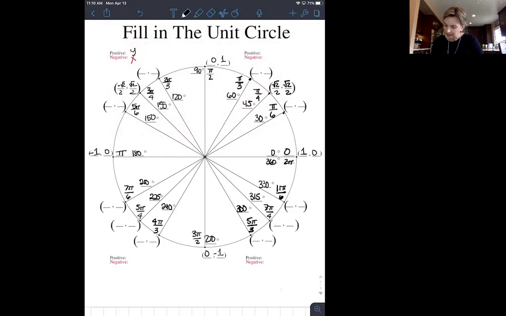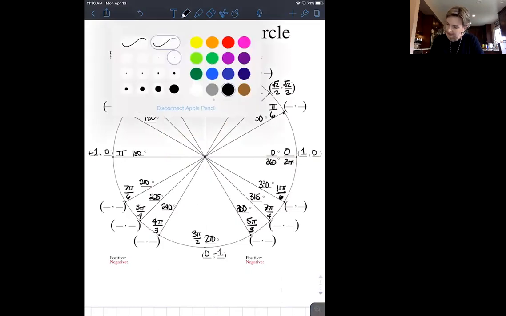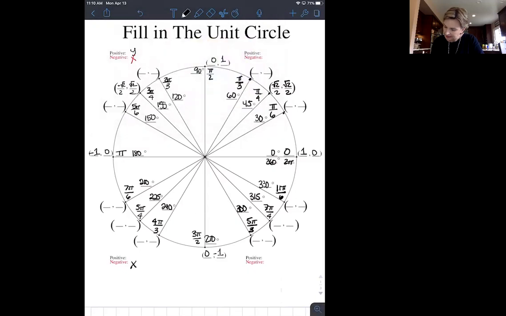Okay, we can do the same thing now if we look at quadrant 3. In quadrant 3, okay, the x and the y are both negative. Let's make those red so they stand out a little bit more. Okay, and if I take a look at this 5 pi over 4, or 225 degrees, that angle has a reference angle of 45 degrees. 225 degrees has a reference angle of 45.